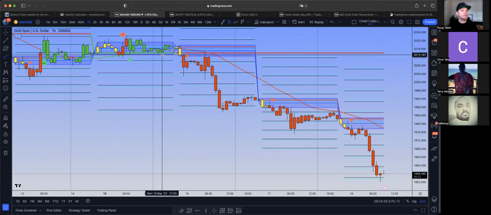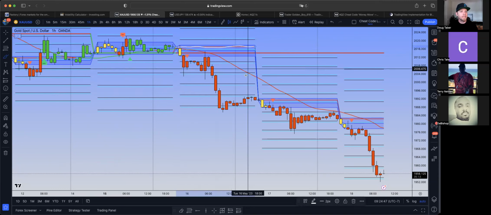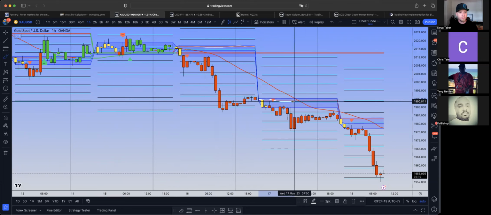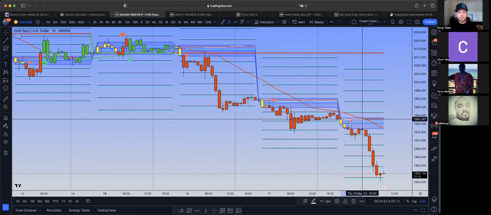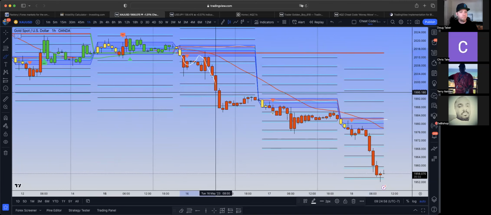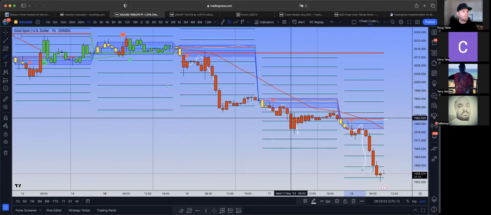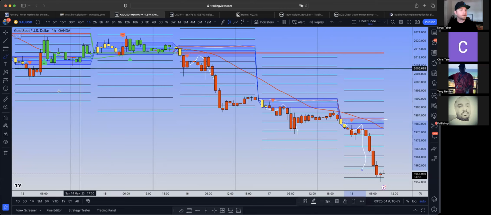Our next element of this indicator is our daily sentiment line. Same thing applies to the daily sentiment line. Price above this line is potentially bullish. Price below this line is potentially bearish.